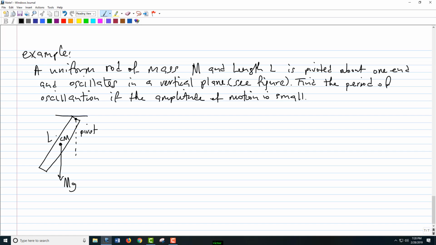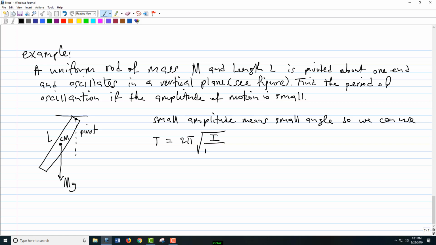So we want to find the period of oscillation if the amplitude of motion is small. Small amplitude of motion, as I mentioned, just implies small angle. So this means that we can use our formula T equals 2 pi square root of I divided by mgd. Notice that we don't have to do any extra derivation because we've already derived a formula for the period of oscillation of a physical pendulum. And when you have anything that is not a point mass, something like a rod like this, you just treat it as a physical pendulum.